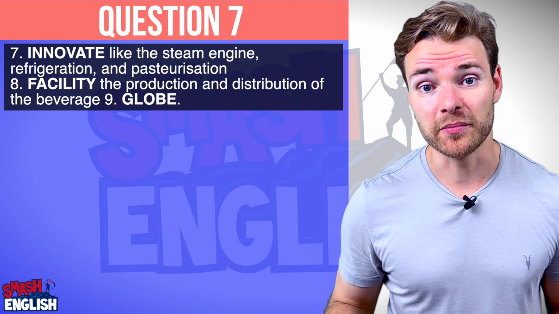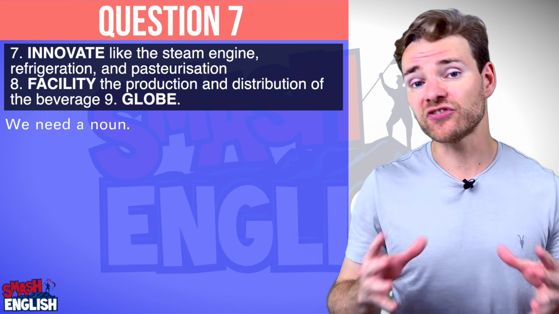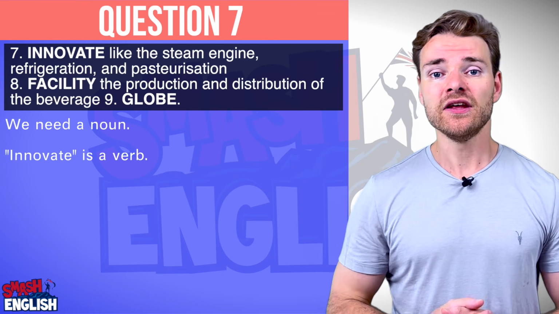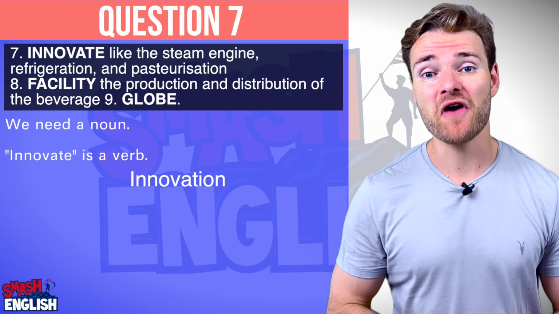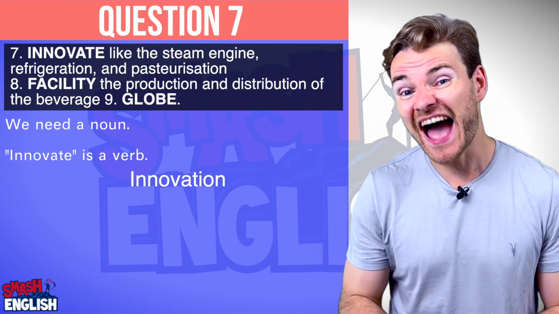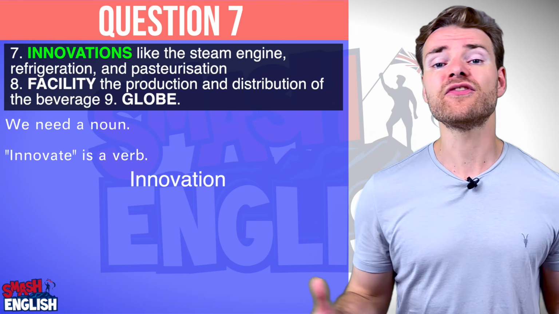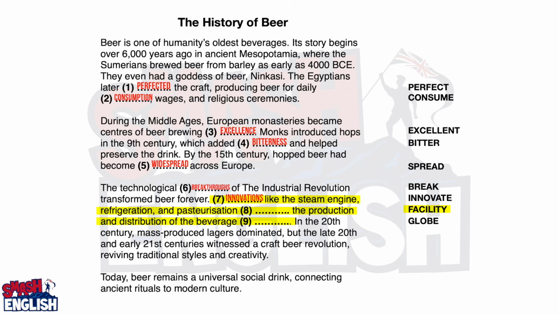This question is similar. We already know that we need a noun because it's the subject of our sentence. Innovate is a verb, and the noun of innovate is innovation. But again, because we are referring to this noun generally, and it's the subject of our sentence, it needs to be plural, which gives us innovations. Like the steam engine, refrigeration and pasteurization, the production and distribution of the beverage.